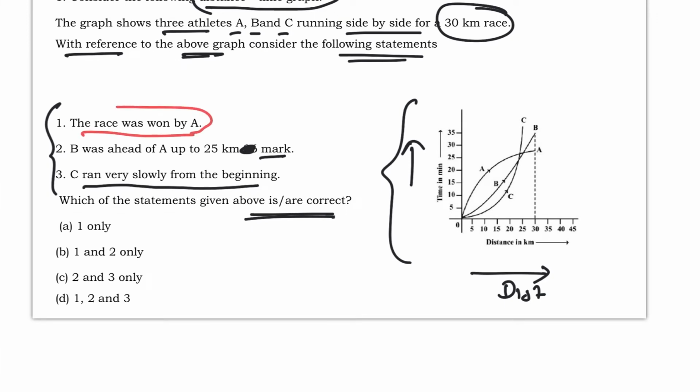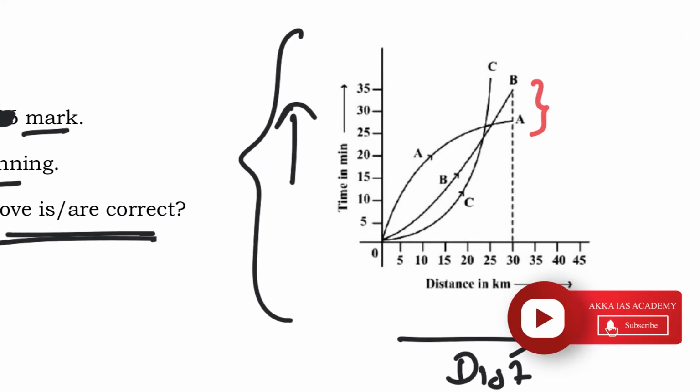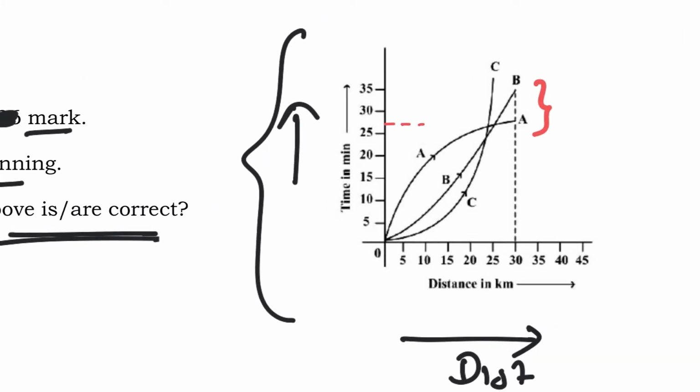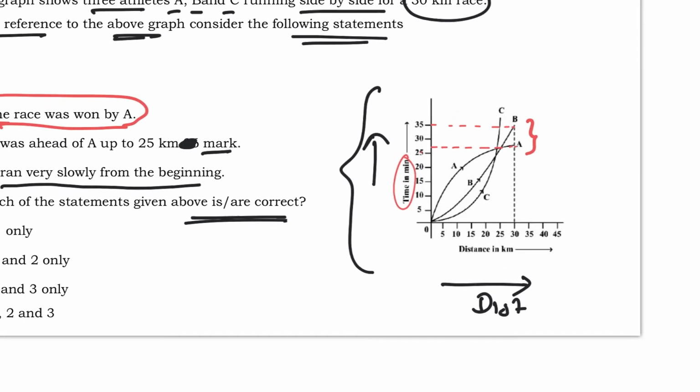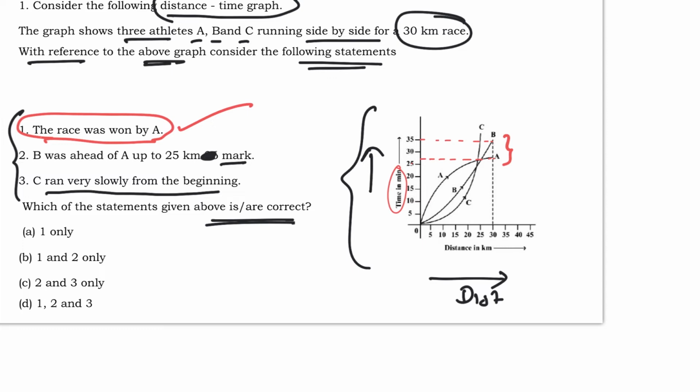So the race was won by A, so we need to examine the first statement here. Okay, so this is the 30-kilometer mark, and A and B have reached here, whereas C has not reached the 30-kilometer mark. So we need to compare between A and B. See here. Okay, so when I draw a reference line from A, around this is time, right? So between 25 to 30 the race was completed by A, whereas around 35 minutes the race was completed by B, and C has not completed the race. So statement 1 is right, my dear friends.